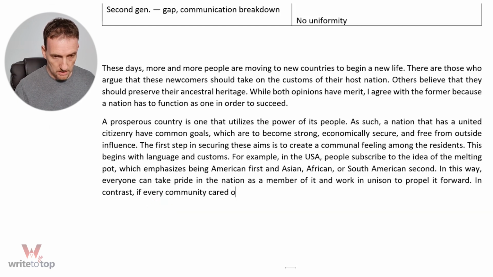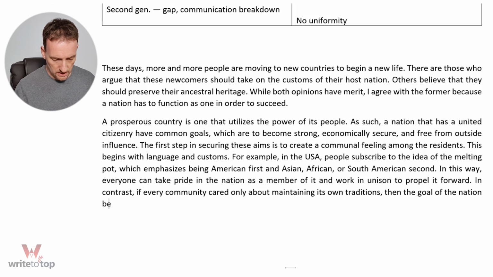In contrast, if every community cared only about maintaining its own customs. I used customs already a couple of times, I think. So maintaining its own traditions, then the goal of the nation becomes secondary. So right away, I'm showing a contrast. This is why it doesn't work to maintain the culture. It's better to adopt the local culture.